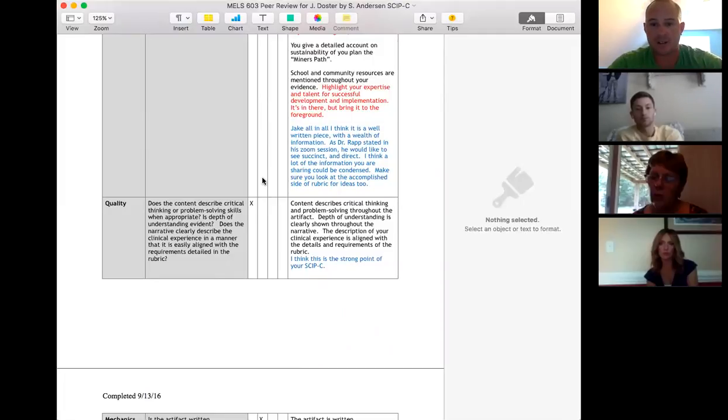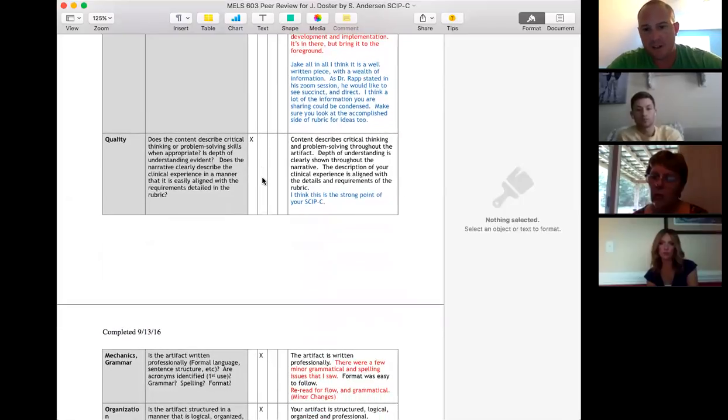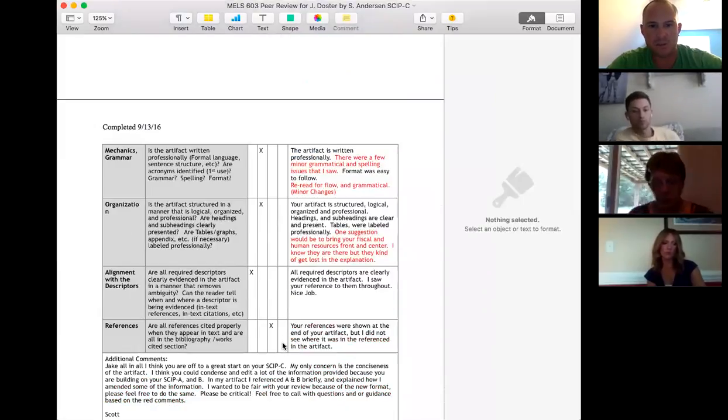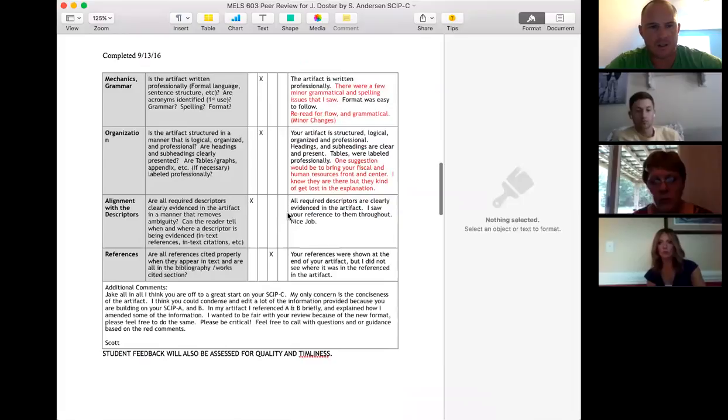I'm going to cut the fluff. The quality, I think, was your strong point for the paper. I think you always turn in papers that go above and beyond. Mechanics, same as always, just little things. If you go back and proof it, you'll find them, just minor little things.